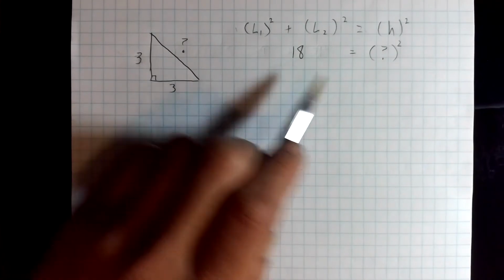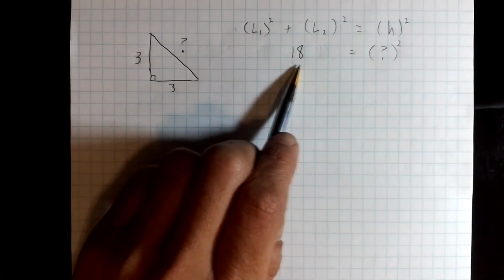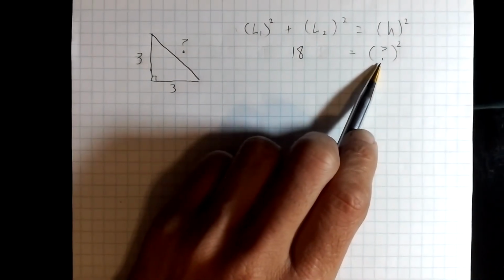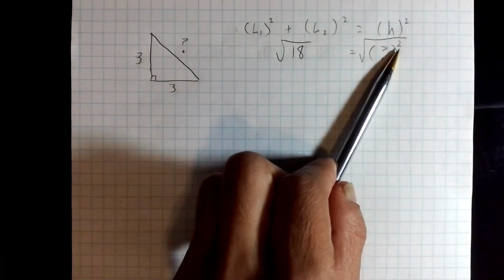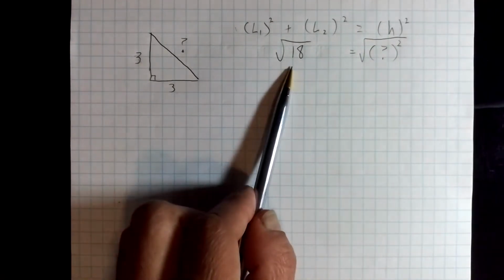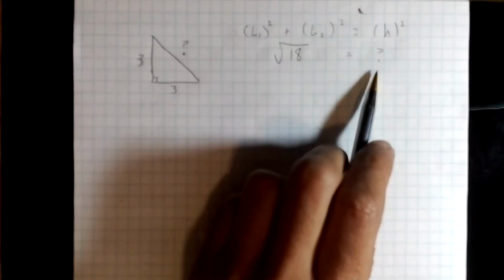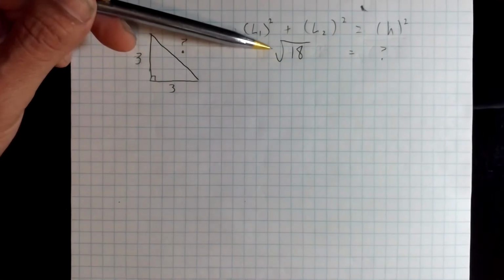So now I know that the question mark multiplied by itself is 18, but that still doesn't tell me what the question mark is. In order to get the question mark by itself, I have to take the square root to get rid of that 2. But if I do that here, I have to do it here. So my question mark becomes the square root of 18.